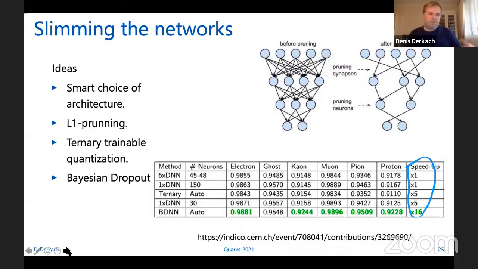So there are several approaches, as I told you, using this kind of slimming of the networks, and we are getting prepared for the next runs.